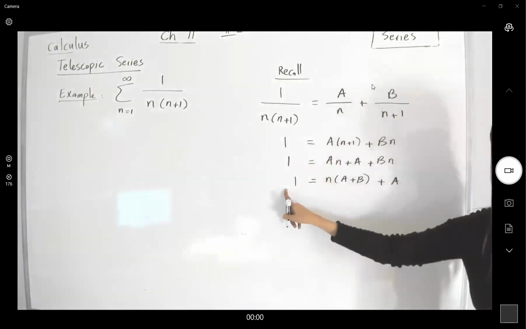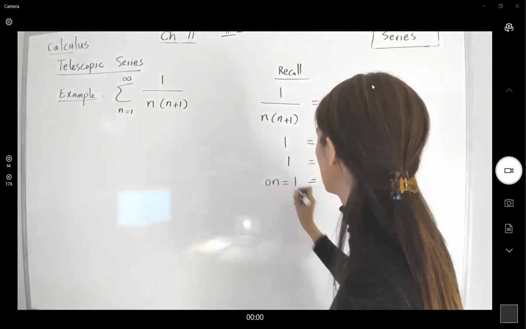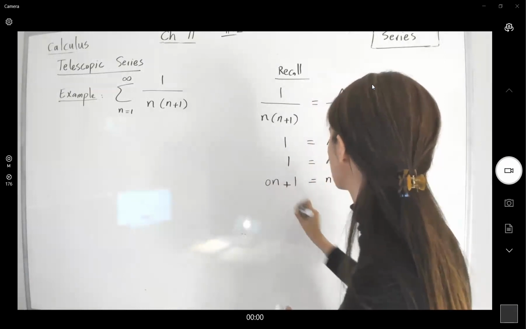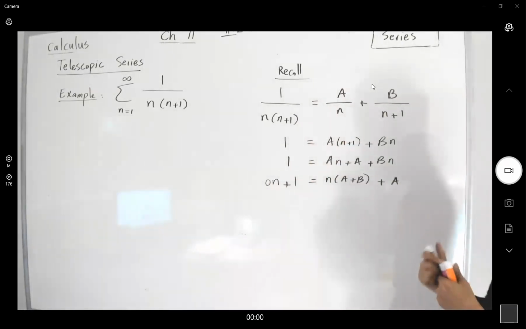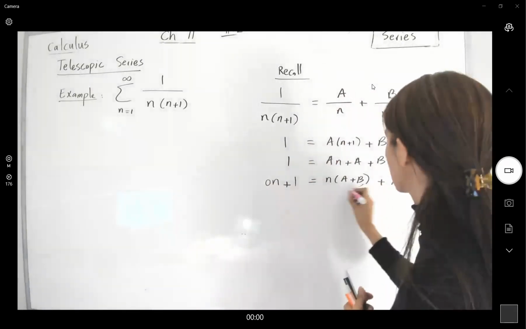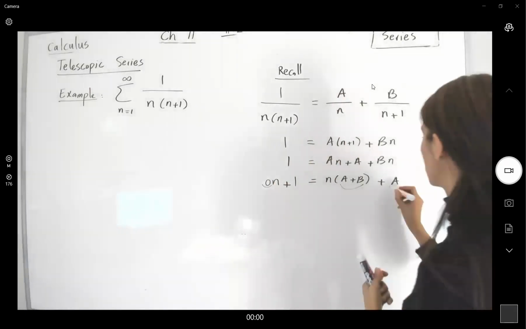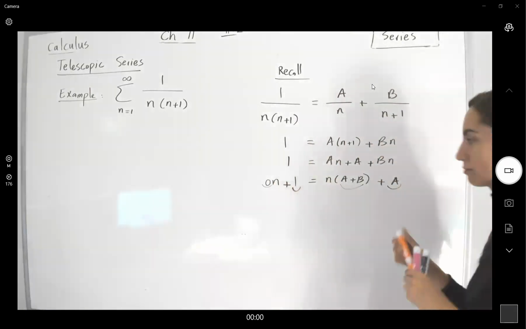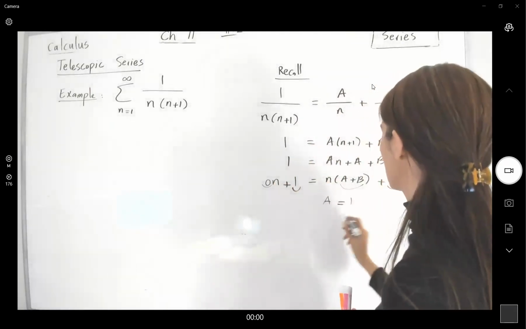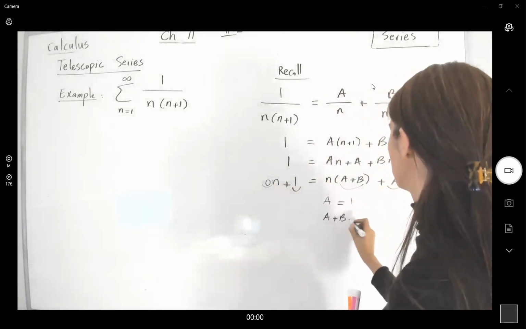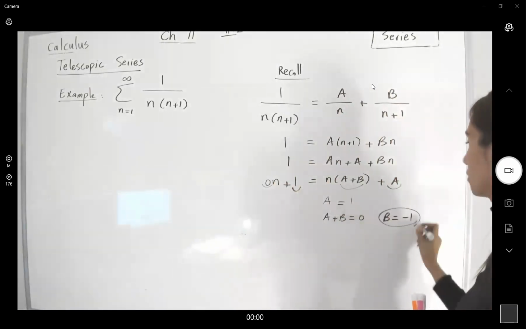It doesn't have variable n on the other side. It means that the coefficient for n was 0. So 0n plus 1 is n times a plus b, plus a. So it means that a plus b is just 0, and a must be equal to 1. So a is 1, a plus b is 0. By substitution, b is negative 1.